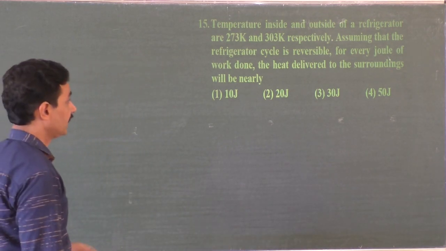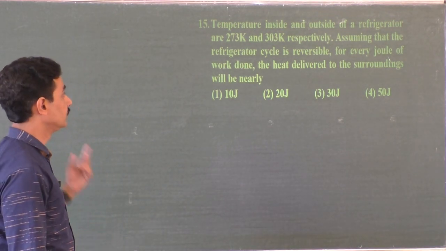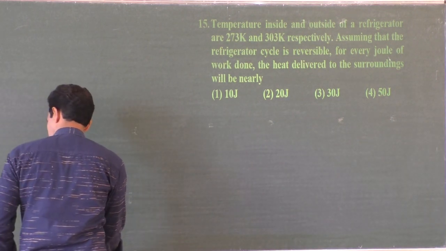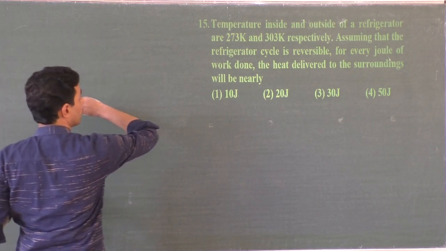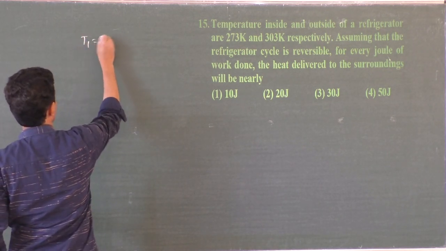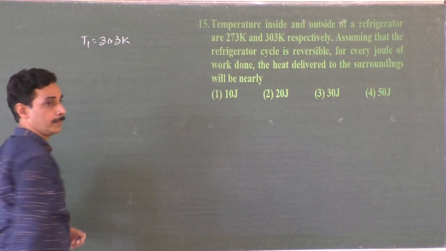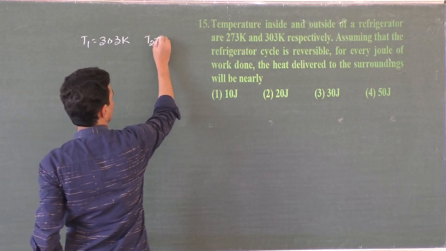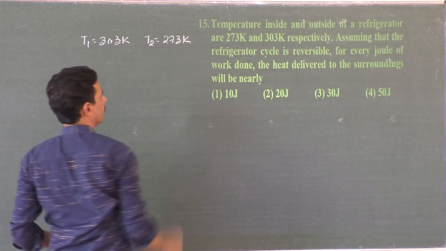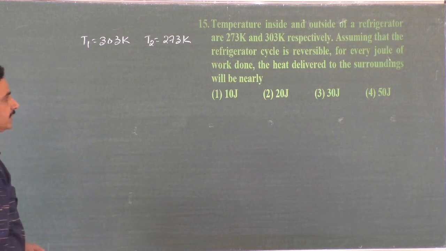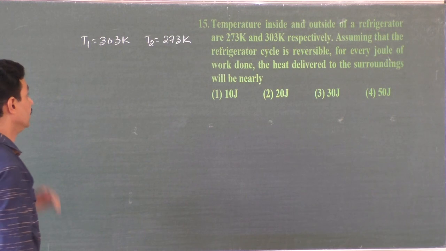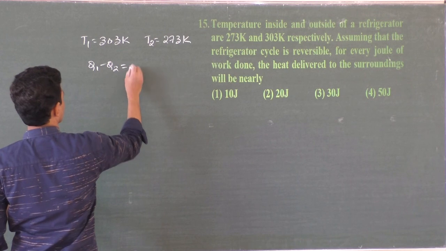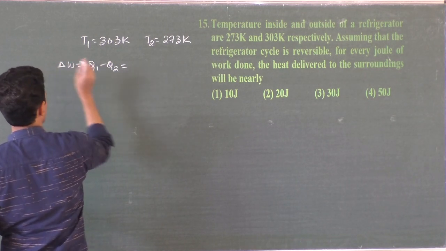The temperature inside and outside of a refrigerator are 273 Kelvin and 303 Kelvin. Let us list it. The temperature of the hot reservoir, T1, is definitely 303 Kelvin. The temperature of the cold reservoir, T2, is 273 Kelvin. Assuming that the refrigerator cycle is reversible, for every 1 joule of work done, Q1 minus Q2 is the work done. So that is W, 1 joule.